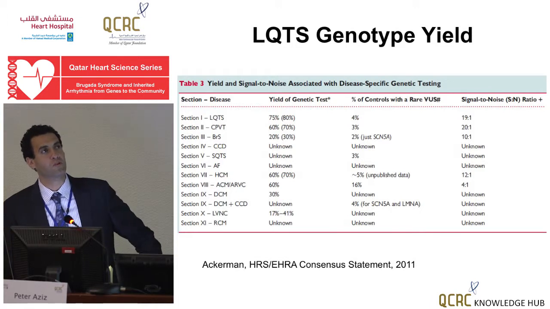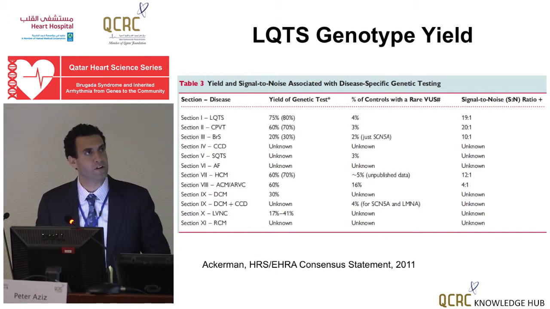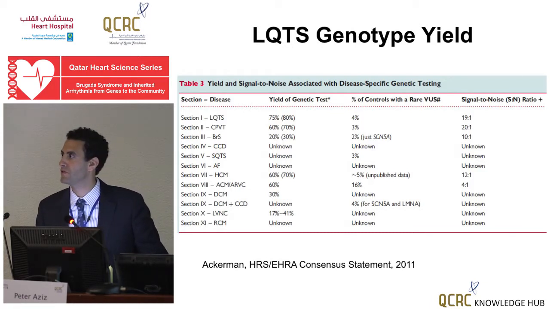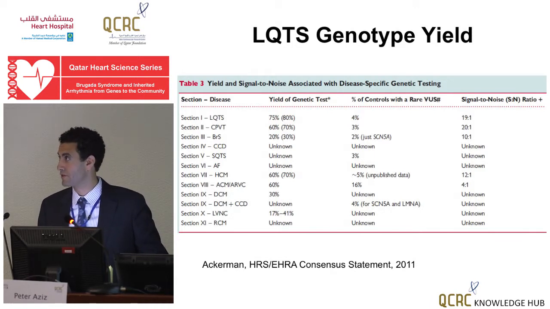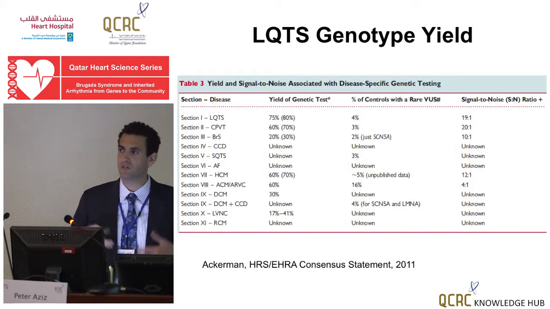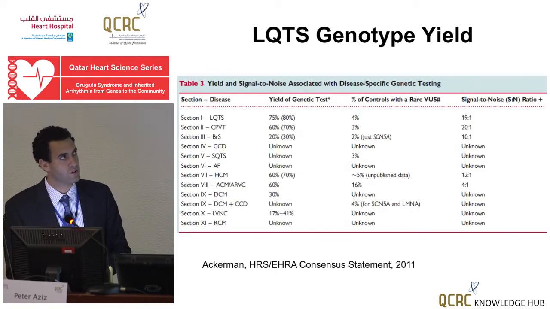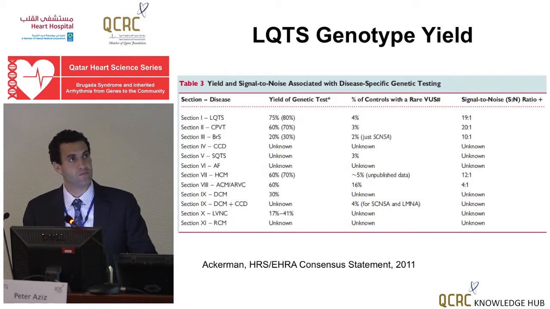If you compare that to the percent of controls with the rare VUS, which is a variant of unknown significance, what that means is this variant is neither shown to be associated with long QT syndrome, but is also not necessarily seen in a normal population. So this occurs oftentimes with new mutations. That occurs at a 4% hit rate in a general population. So 4% of patients will have a gene mutation that we really can't identify further.